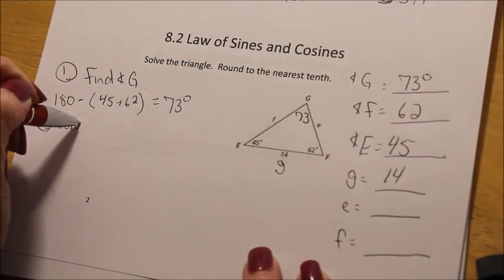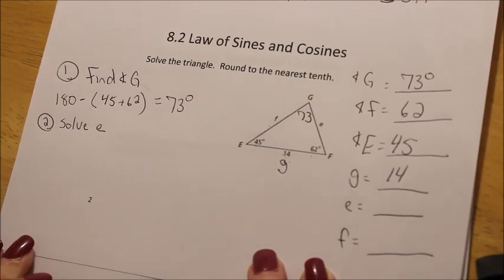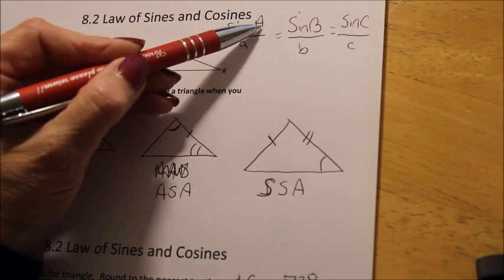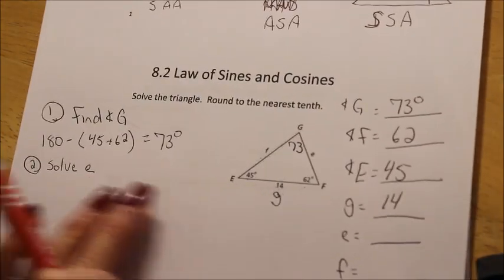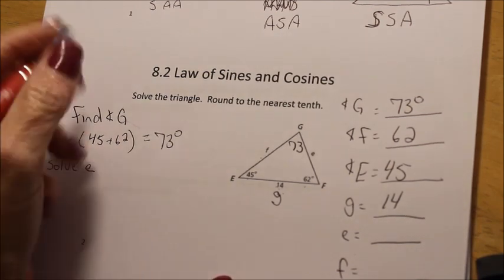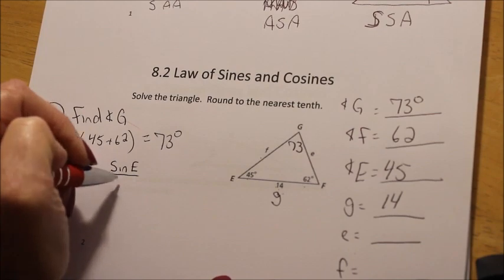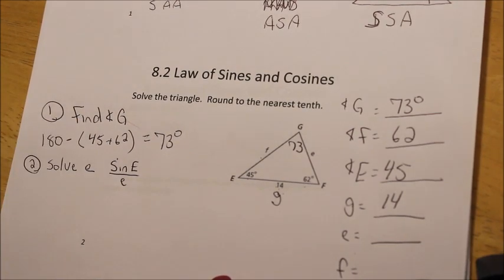little e. If I'm going to solve for little e, then obviously I need to have little e in my formula, which means I have to have big E in my formula. Remember, it's the sine of an angle divided by its opposite side. So if I'm looking for E, then I have to use big E. So the formula I'm going to use is sine big E over little e.